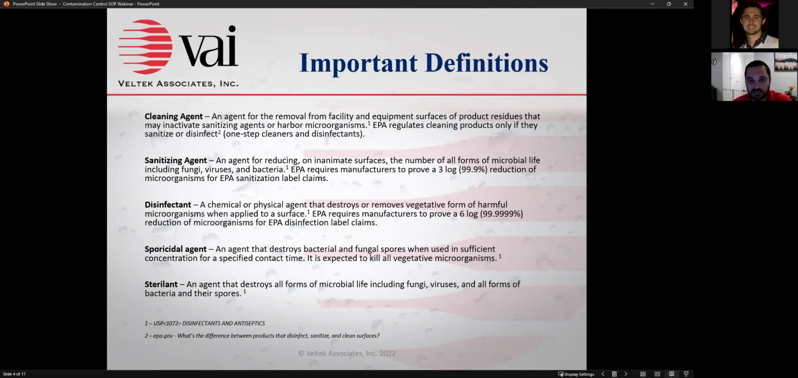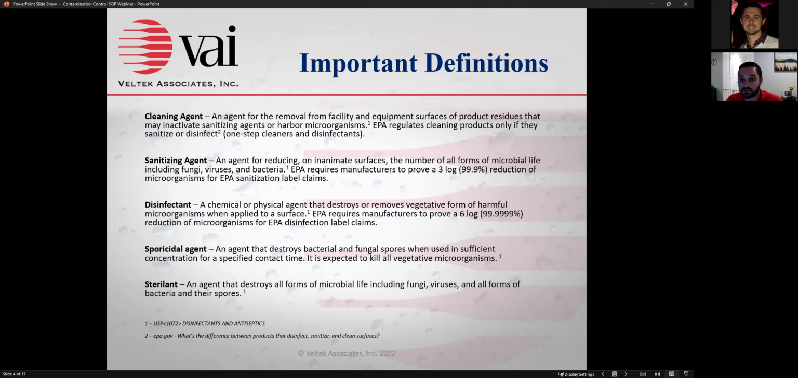It's just a guidance document by USP for disinfectants inside of a clean room space, pharmaceutical manufacturing space. A cleaning agent, in their mind, just removes residues or other things from the surface that could harbor microorganisms or inactivate sanitizing agents. As far as EPA is concerned, though, in those label claims, if it's strictly only a cleaner, EPA does not have any registration requirements.